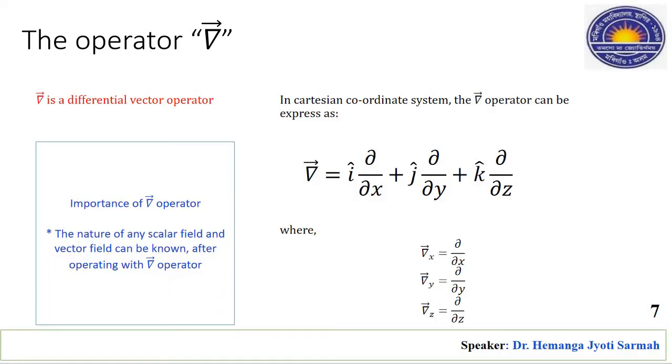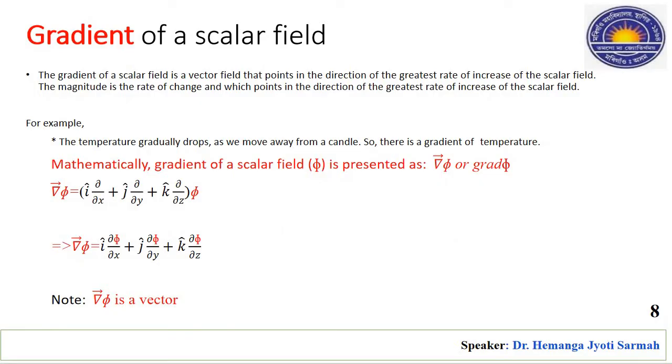So let's discuss the gradient of a scalar field. This is nothing but the operation of the del operator over a scalar field. The gradient of a scalar field is a vector field. That is, if we operate the del operator over a scalar field, we will get a vector field that points in the direction of the greatest rate of increase of the scalar field. The magnitude is the rate of change. For example, the temperature gradually drops as we move away from the candle. So there is a gradient of temperature.